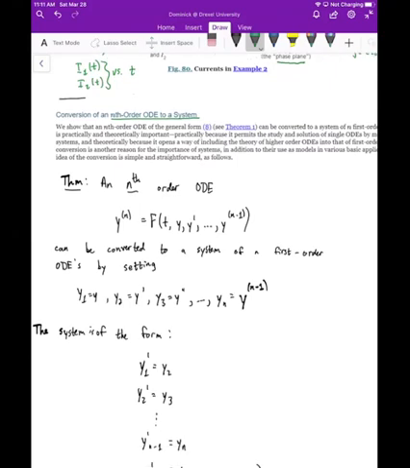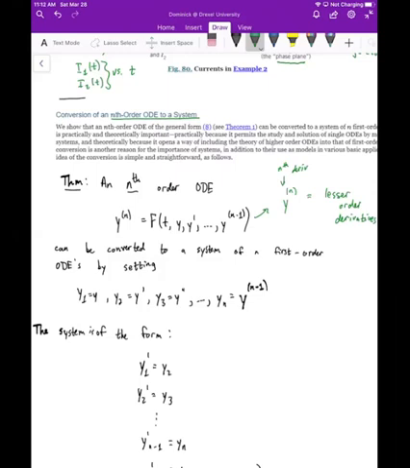So if we're given some nth order ODE, this is just a fancy way of saying that you have an nth derivative on one side of an equation, and the other side is lesser order derivatives, and it's some function of that.